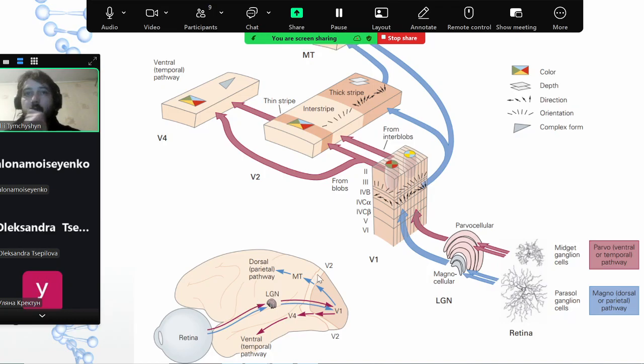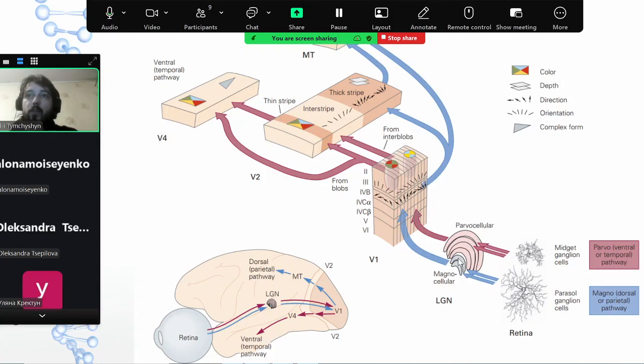What do we have here? Once again, we have information from the retina through the LGN to V1, then it gets to V2, MT, and so on. So it gets to different areas of the brain. And here is what's happening once again. So here we have the retina. We have different ganglion cells. Some of them are midget ganglion cells, some of them are parasol ganglion cells. Their connections are called, appropriately, magnocellular and parvocellular.